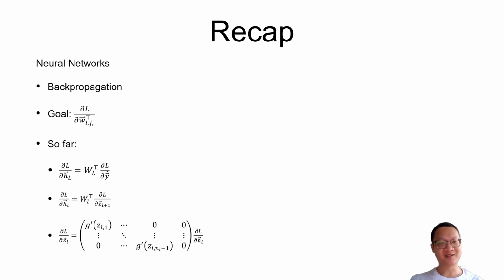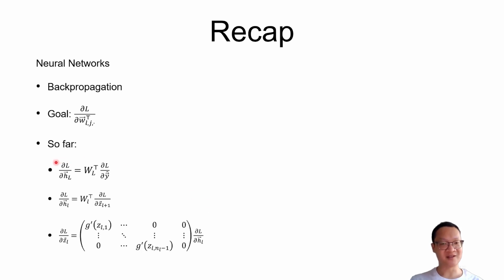Just to recap a little bit, last time we talked about backpropagation and the goal was to find the partial derivative of our loss function with respect to all the weights. In particular, just for notational simplicity, we're going to consider one row of some of the weights. So that's going to be denoted as W_{L,J,·} transpose.